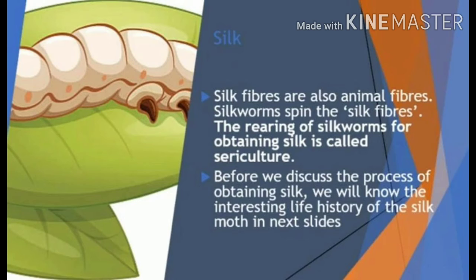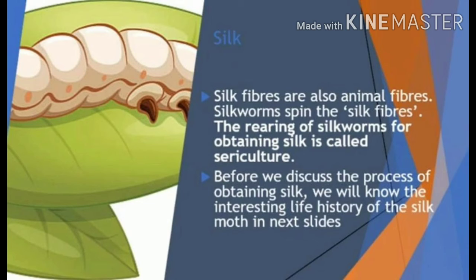So students, after discussing the process of obtaining wool, now I will discuss the second animal fiber, which is known as silk. Silk fiber is also an animal fiber. Silkworms spin the silk fibers. The rearing of silkworms for obtaining silk is called sericulture.